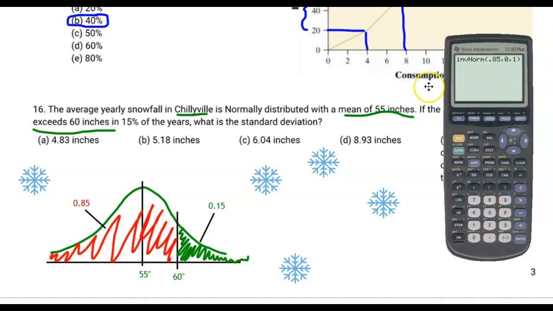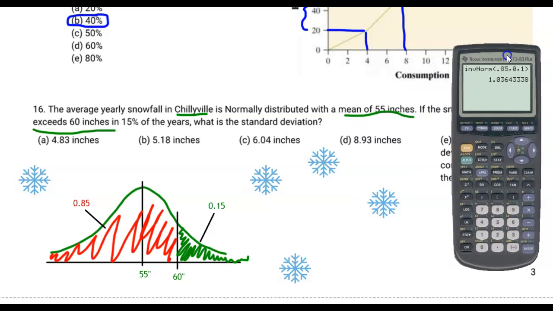Now, this answer isn't going to be in terms of snow. This answer is going to be in terms of z-scores. So the z-score that we're looking for, the z-score that corresponds to this 60 inches, is going to be 1.036. Now keep in mind, this is not 1.036 inches. This is 1.036 as a z-score, which represents the 60. Now what we have is a z-score, which means I can use this z-score, this mean, and this x value to backwards solve to try to find my standard deviation. So we've retrieved our z-score and put it into this equation here.